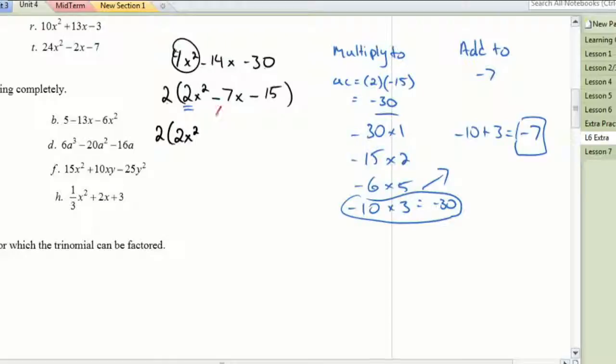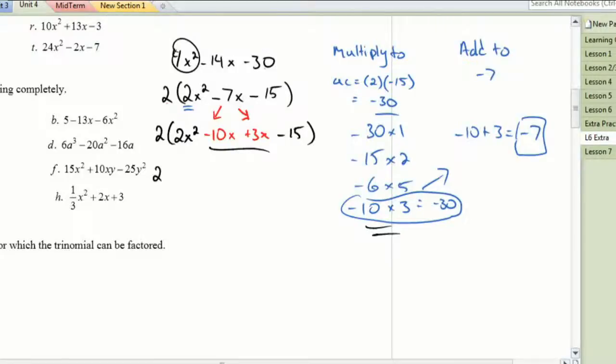I'm going to take this 7x and split it into 2 terms. And the 2 terms are 10 and 3. So I have negative 10x plus 3x. And then I'll just tag on the minus 15 in the end. Why did I pick 10 and 3? Those were the ones that multiplied to 30 and added to negative 7. So this 2 is just going to drop down.